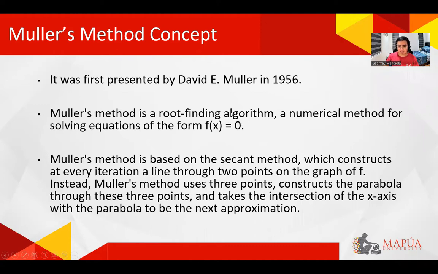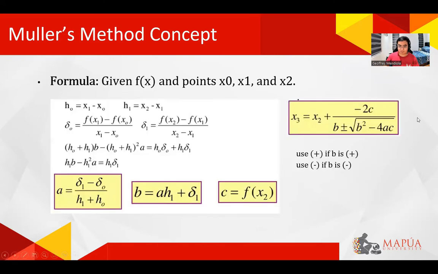It was first presented by David E. Muller in 1956, and Muller's method is a root-finding algorithm, a numerical method for solving equations of the form f of x is equal to 0. Muller's method is based on the secant method, which constructs at every iteration a line through 2 points on the graph of f. Instead, Muller's method uses 3 points, constructs the parabola through these 3 points, and takes the intersection of the x-axis with the parabola as the next approximation.